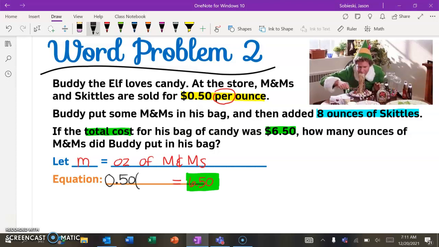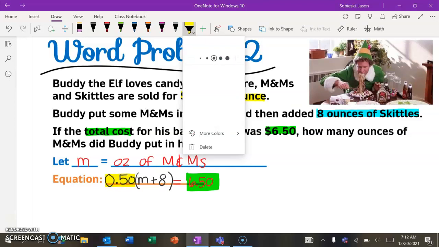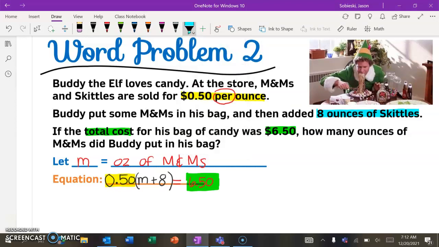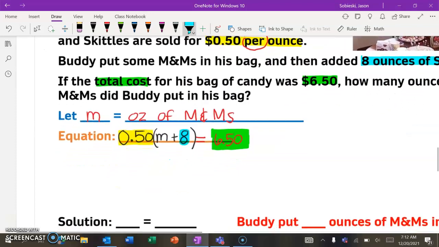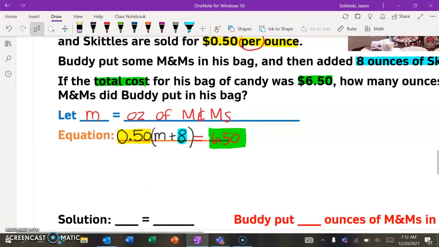So we're going to need to write that and then a set of parentheses. In other words, that 50 cents is affecting two things. It's affecting the M&Ms and it's affecting the 8 ounces of Skittles that we already put in our bag. So you could think about it, setting it up this way. You could also think about the fact that there's basically one bag of candy, which is our set of parentheses. Inside of it are M&Ms and Skittles. So at this point, you have an example that you would be able to solve just like our warm-up.